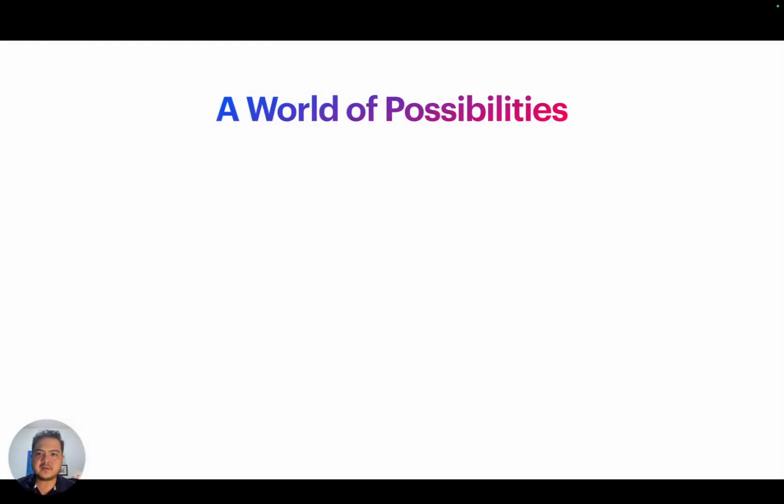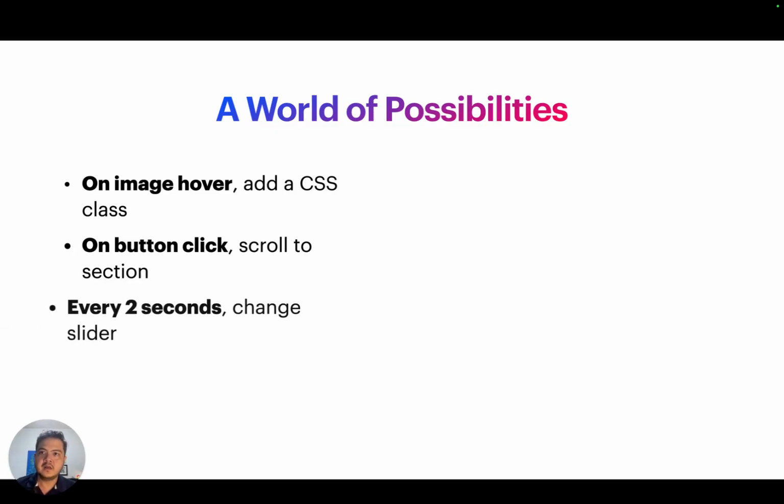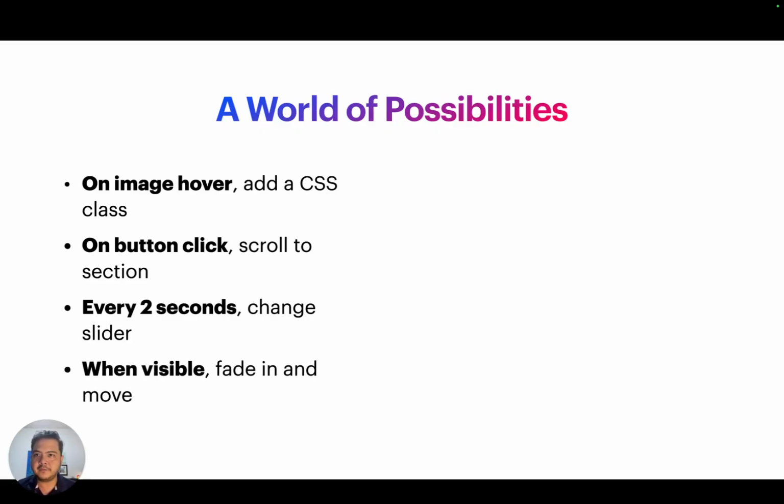Some more possibilities that we can achieve using this trigger and action system: we can toggle CSS classes when hovering over images. We can scroll to the content area on a button click. We can create an auto slider that slides a carousel every 2 seconds, let's say. We can do fade-in effects when blocks get inside a viewport. We can do bigger series of animations that play when the user scrolls.